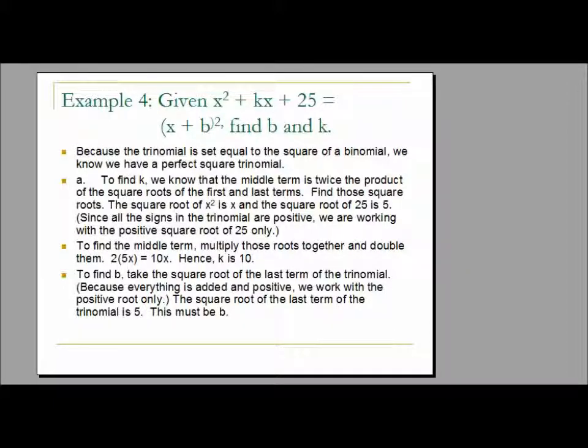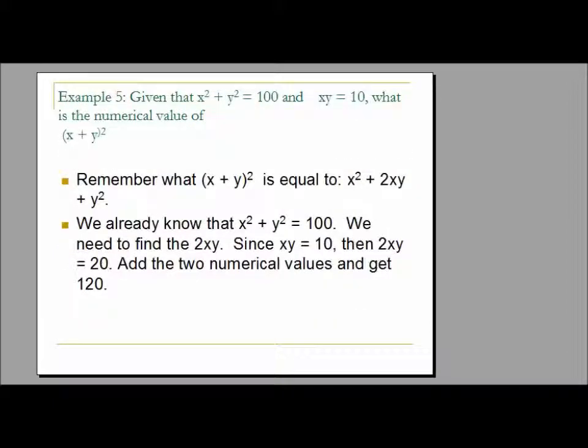To find b, take the square root of the last term of the trinomial. Because everything is added in positive, we work with the positive root only. The square root of the last term of the trinomial is 5. This must be b.